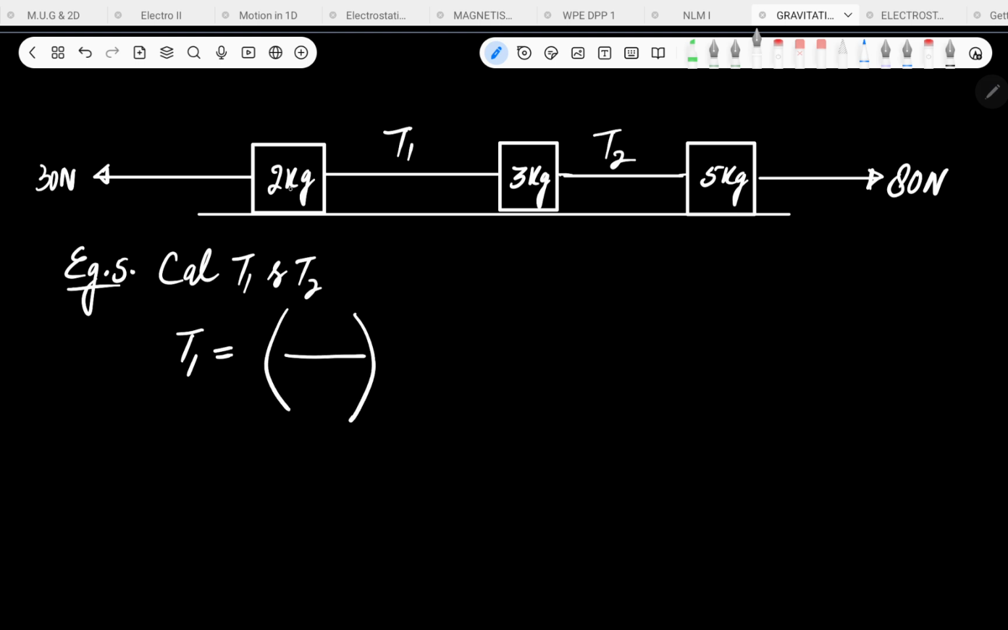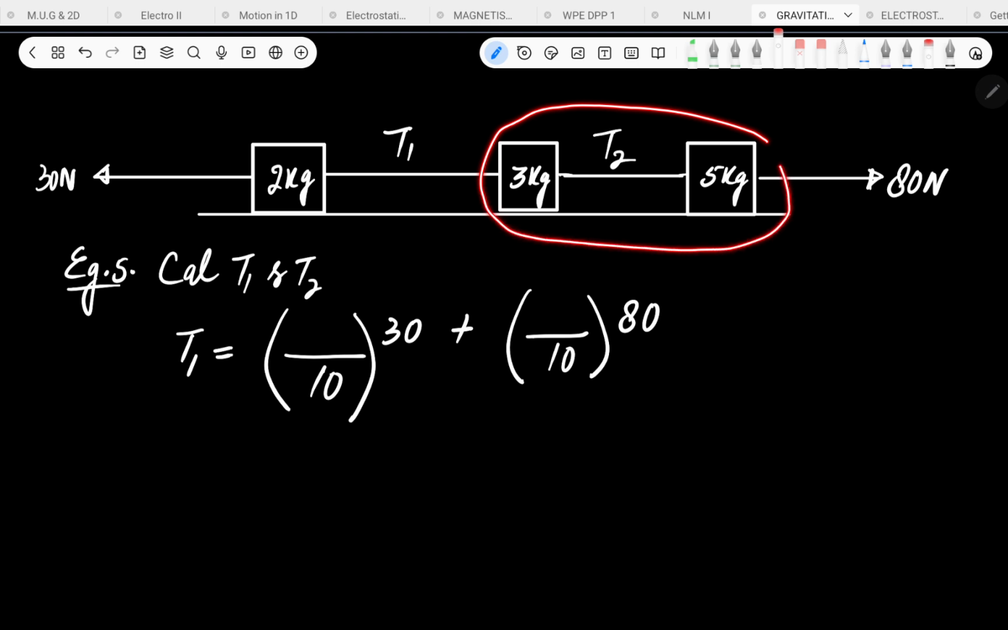What is the total mass of the system? That is 2 plus 3 plus 5, that is 10 kg. And one external force is 30 Newton plus total mass is 10 kg. Another external force is what? That is 80 Newton. Okay, now have a look. We are supposed to calculate this tension T1, isn't it? For this 30 Newton, what is the mass away? The mass away is this 3 plus 5. So here I have written it is 3 plus 5.